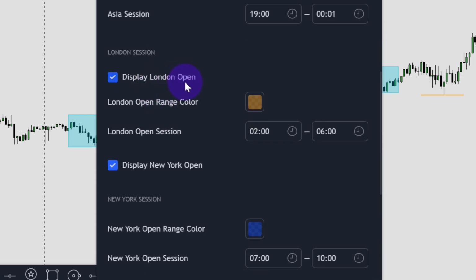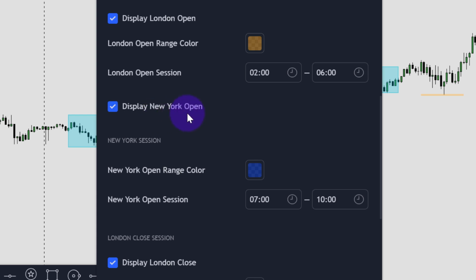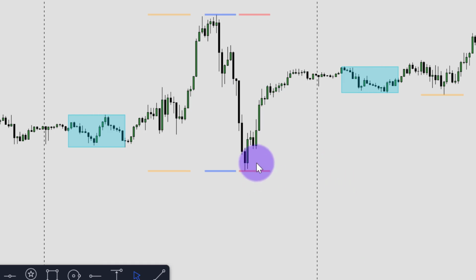Then display London session. London session, you can change the color of the London open. Display London open range color. All right, display New York open range color. You can change the color, so the New York is blue, the London open is that orange color. So click OK. These are the ones I'm interested in using.